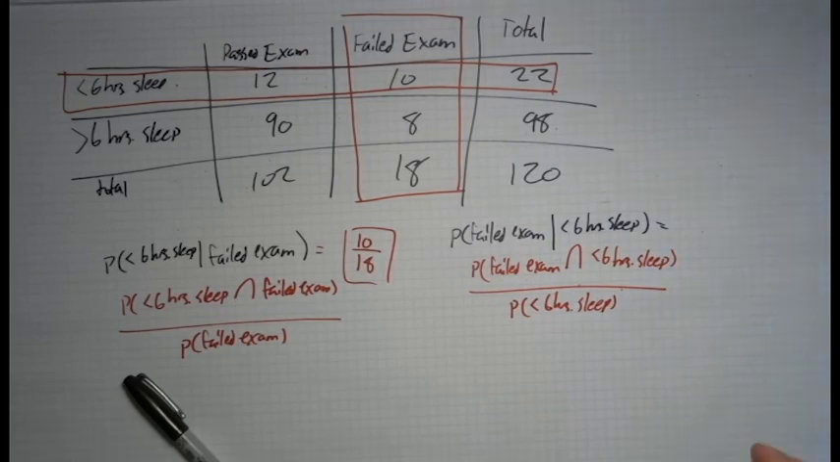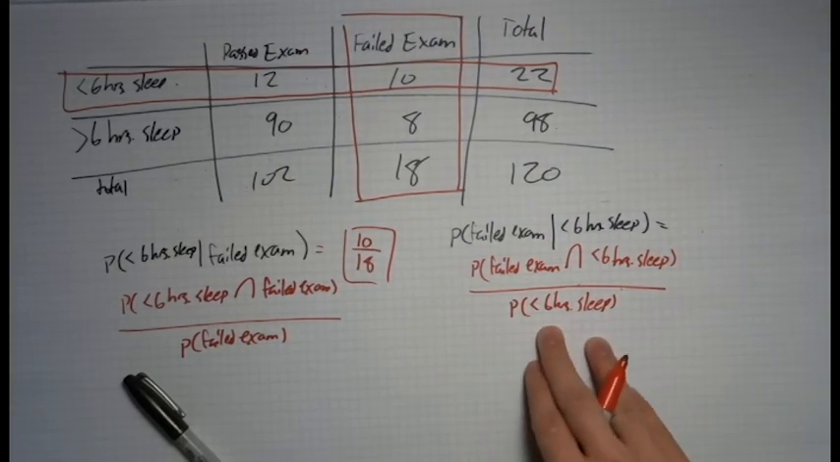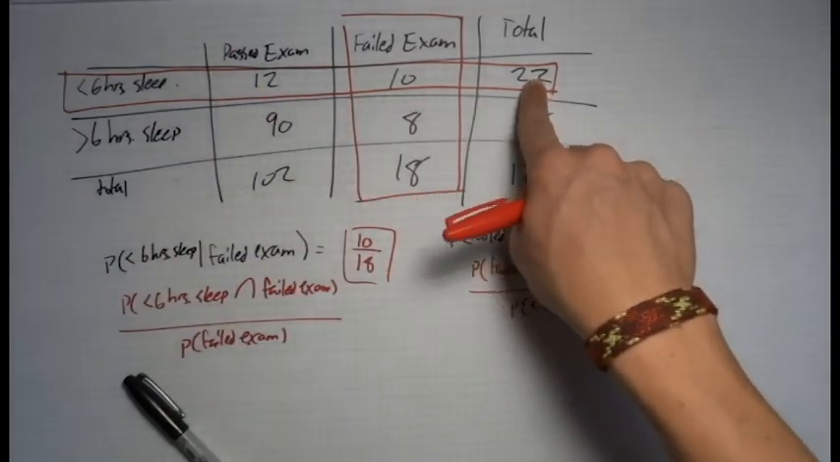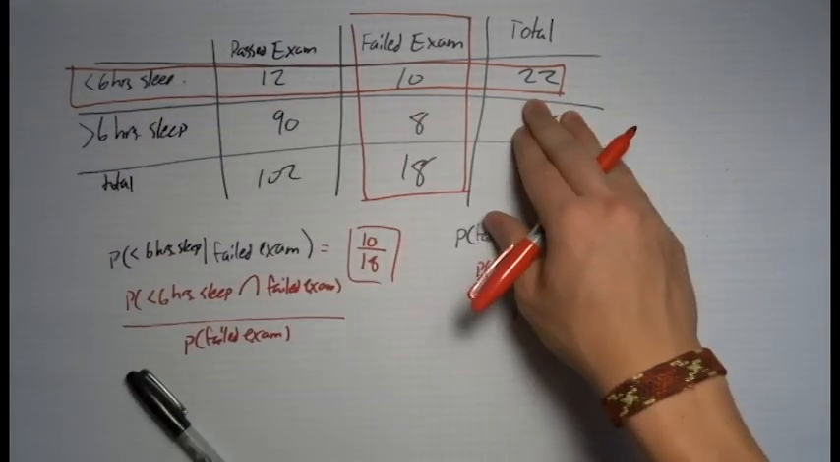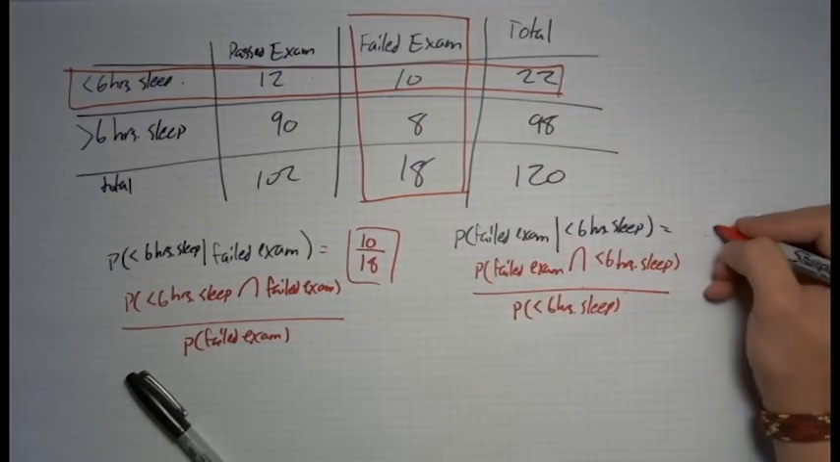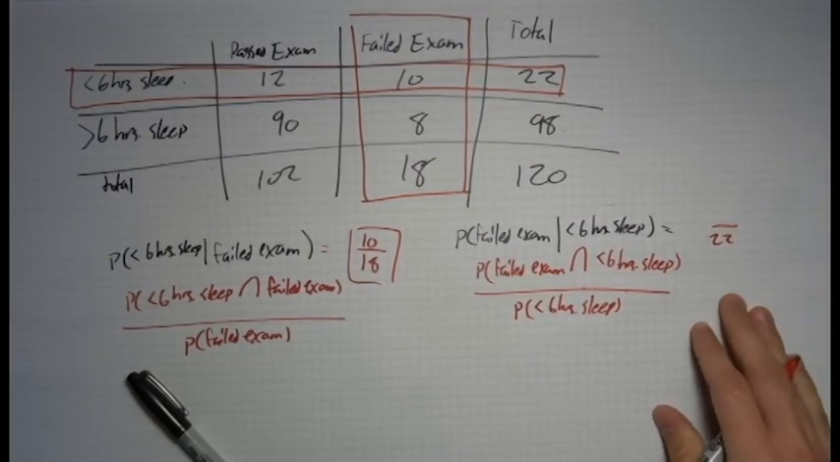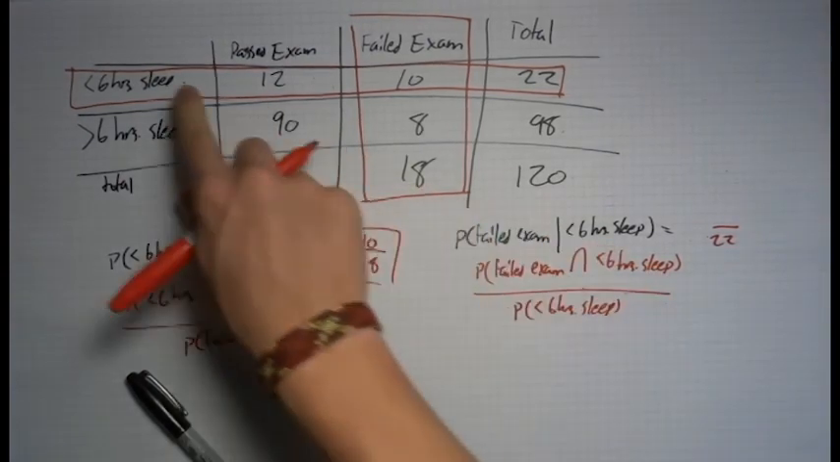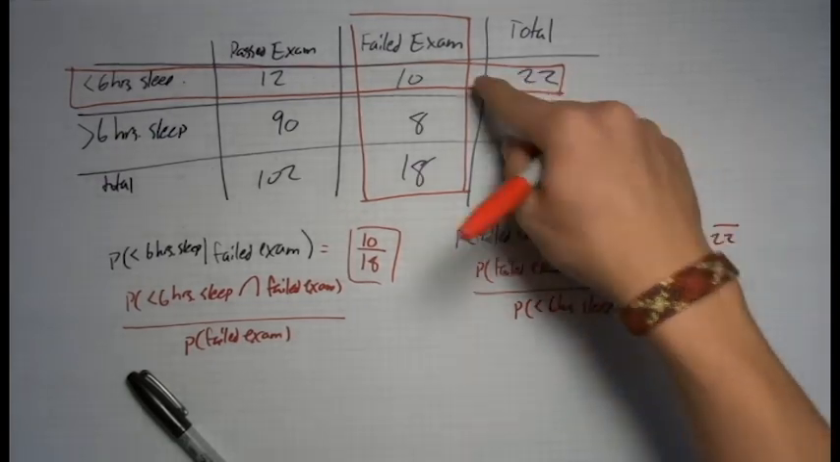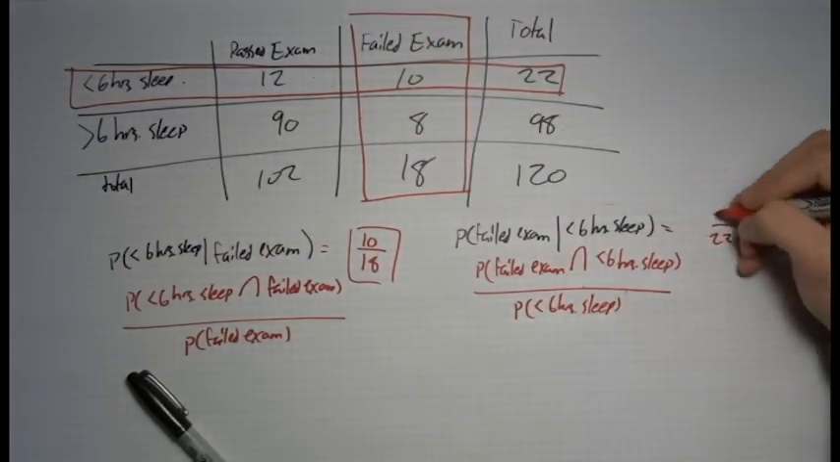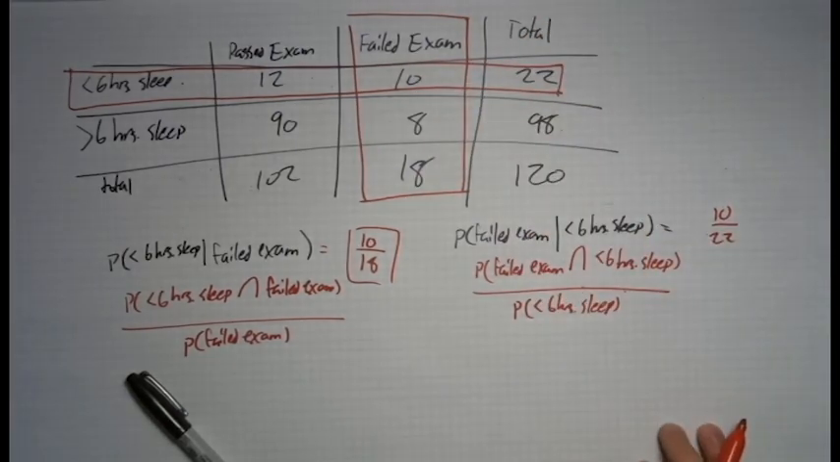All right, so here we have the people that got less than 6 hours of sleep. So that's going to be all of these people, because no matter what, we're picking someone that got less than 6 hours of sleep. There's 22 people who got less than 6 hours of sleep. That's going to be our denominator. All right, the probability that they failed the exam and got less than 6 hours of sleep. So again, we're dealing with this less than 6 hours of sleep, and they failed the exam. So here we have this intersection. Bam. That cell right there, 10.